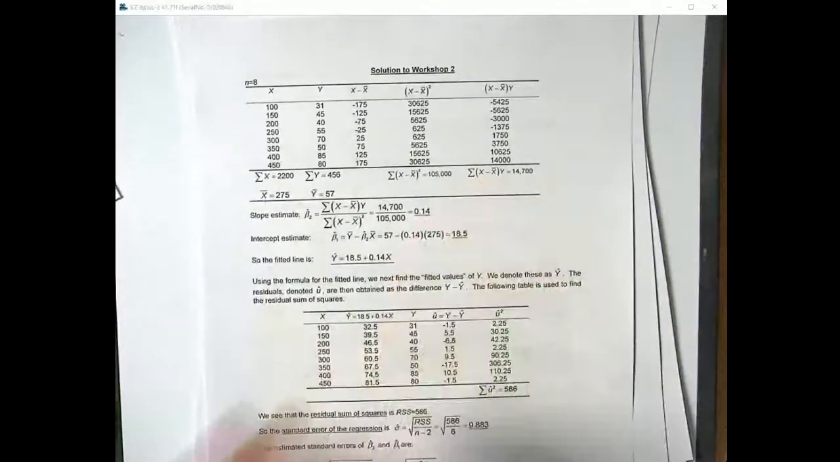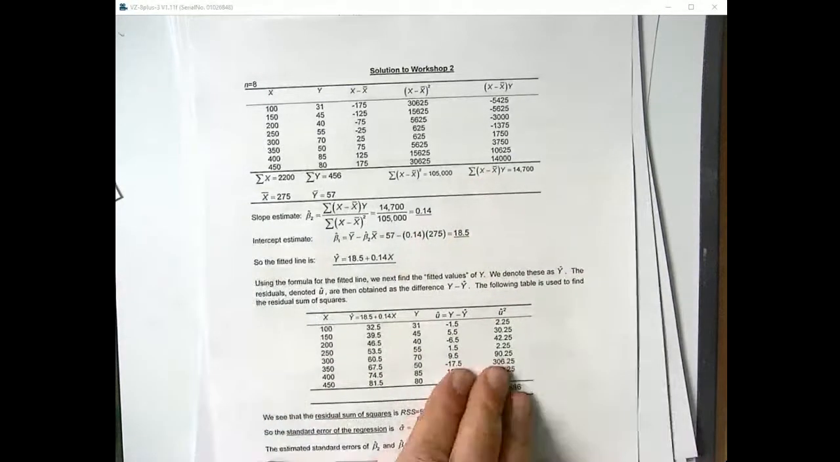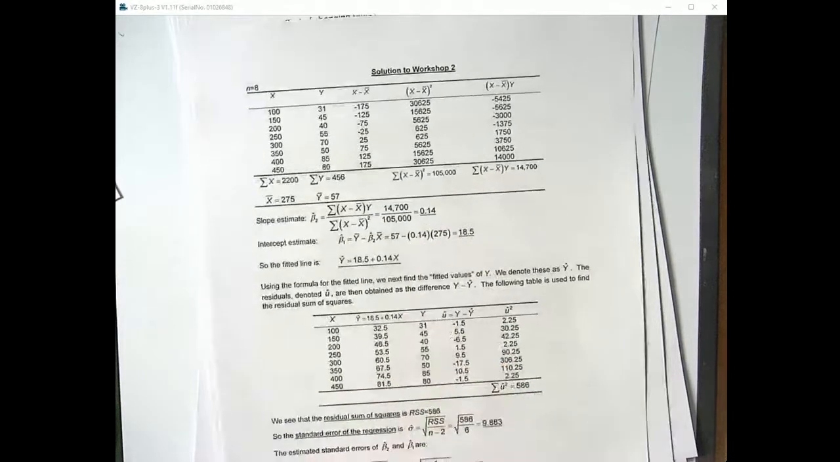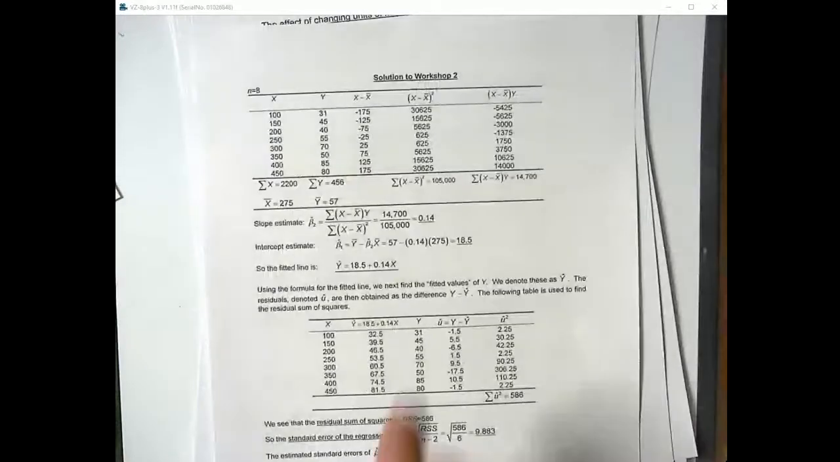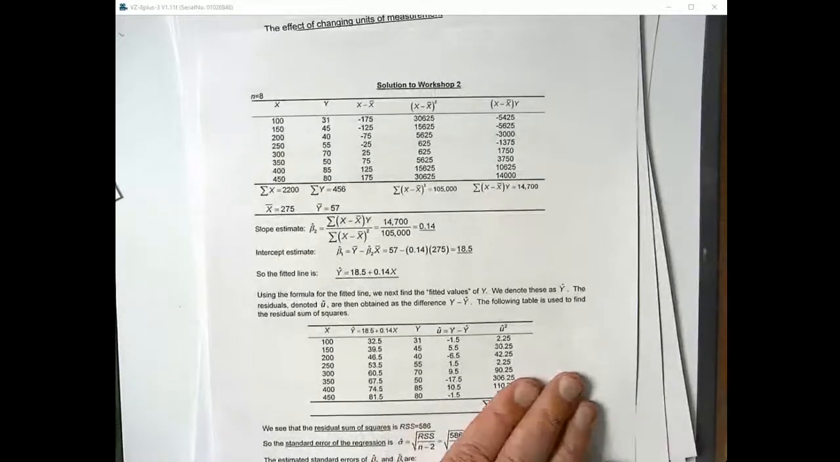The solution was given to you on Friday. If you were at the workshop, you would have got this hard copy of the solution. If you were not there, then it's on the Blackboard site. It's a 2-page document. On one side, we have the numbers, and on the other side, we have the answers to the question.